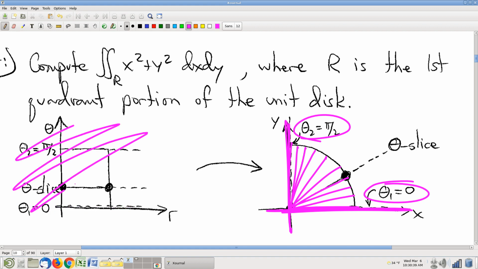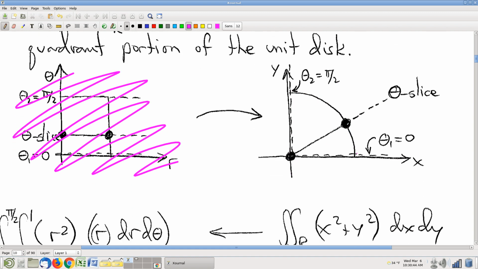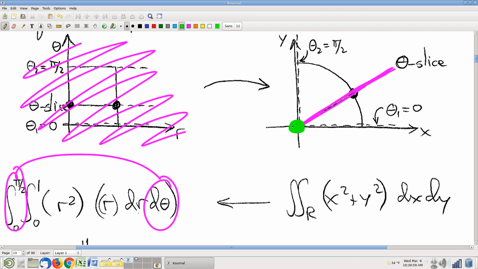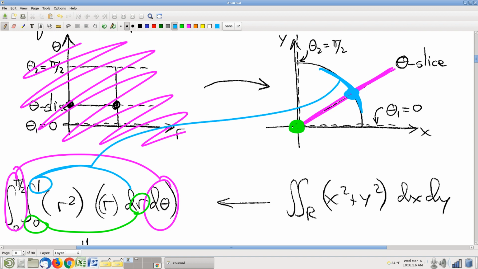But let's not. Right? So theta goes from 0 to pi over 2, which I think I wrote down here. Yeah, there we go. So theta, you see, goes from 0 to pi over 2. And then now let's focus on a given theta slice, and let's ask what's the range of values of r. Well, we start there. That's clearly r equals 0. Right? We end here at that point. Well, what is that point? That point is on this curve. That curve, well, that's the unit circle, which has the equation r equals 1. And therefore the upper bound for the r integral is 1.